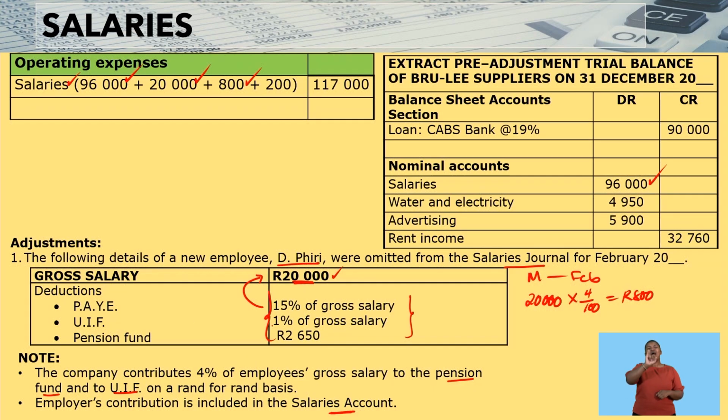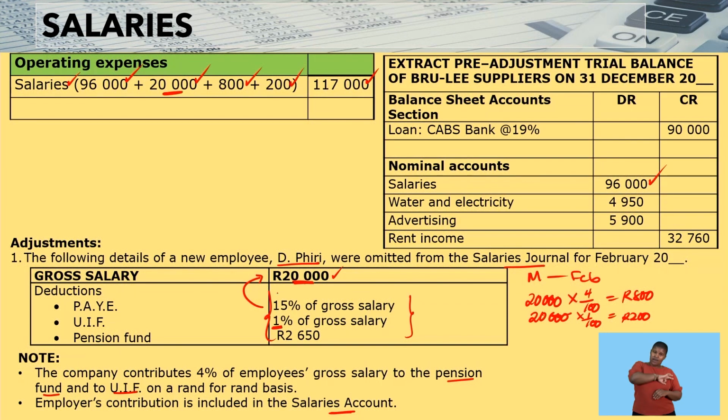And my UIF is 1% of gross salary. So I'll take my gross salary again, which is 20,000. Then I say multiply by 1%. And this will give me 200. So I'll come here and get my 200. When I am done with this now, then I can get my amount that goes into the final column of my salaries when I'm preparing my statement of comprehensive income.